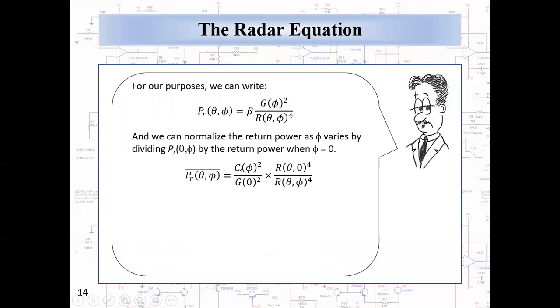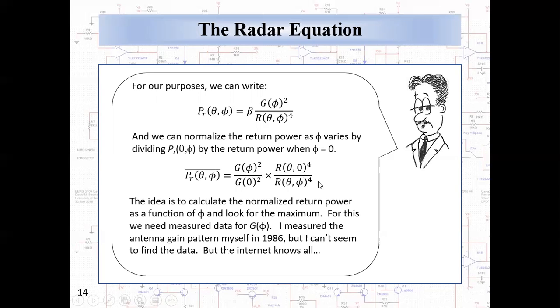It's the gain of the antenna at angle phi squared divided by the gain along the center line squared, multiplied by the distance from the observer to where the center line touches the ground, to the fourth power, divided by the actual distance from where the ray at theta and phi touches the ground, again to the fourth power. The idea is to calculate the normalized return power as a function of phi and look for the maximum. For this, we need measured data for the gain of the antenna, G of phi.